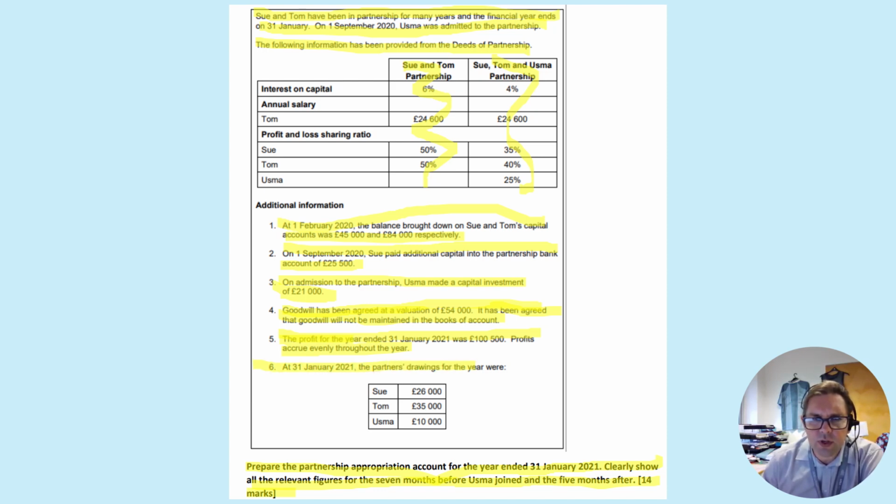It's told you the drawings. Drawings do not go in an appropriation account. That's something they put in there to try and get an alien figure, something that shouldn't be in the appropriation account. And you are not creating a current account, but they will be relevant for the 6 marker. There is no interest on drawings. Interest on drawings only exists if it is listed on the deed of partnership.